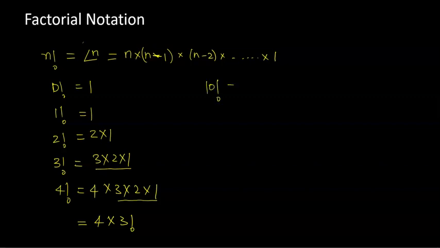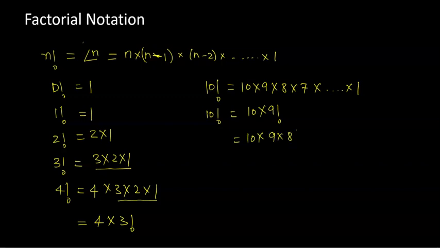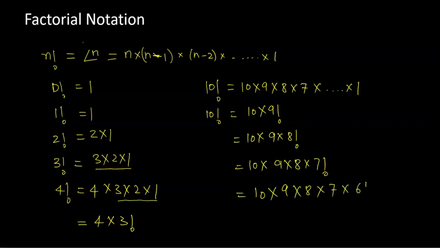Let's take a bigger one. Let's say there is a 10 factorial. You can simply write it as 10, 9, 8, 7, 6, 5, 4, 3, 2, and 1. You can also write it as 10 times 9 factorial. You can also write it as 10 times 9 times 8 factorial, or 10 times 9 times 8 times 7 factorial, or 10 times 9 times 8 times 7 times 6 factorial.